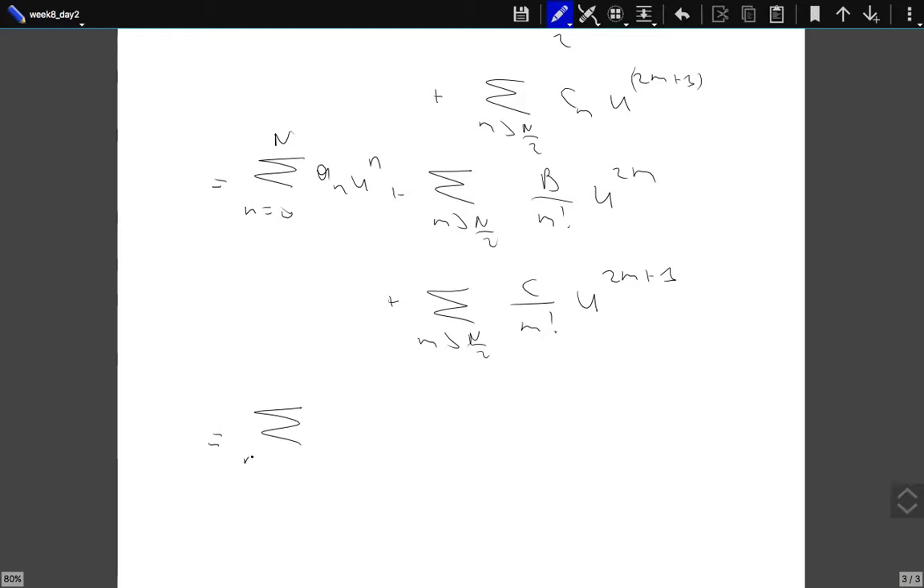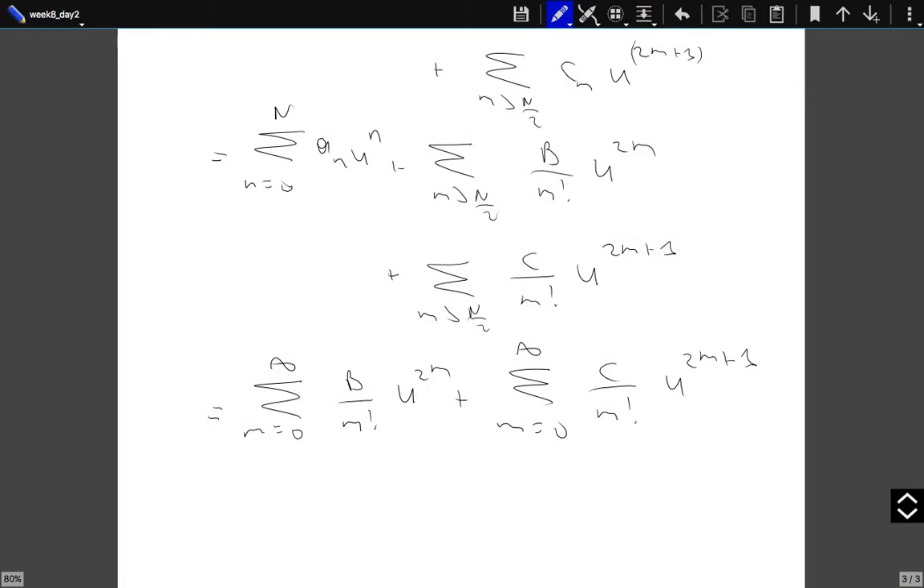This is equal to the sum over m from 0 to infinity of b over m factorial, u to the power 2m, plus the sum over m from 0 to infinity of c over m factorial, u to the power 2m plus 1. Now you should object that these limits do not start from 0. Let me subtract what I added. Well, there I already have this term.